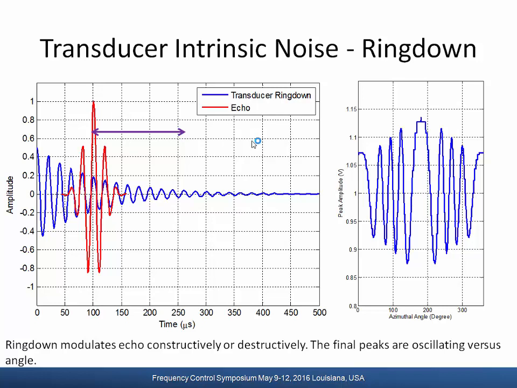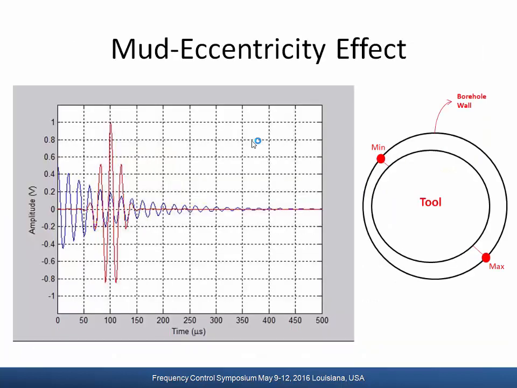Now here it is symmetric because in our simulation the tool trajectory is symmetric. But in the real case, we also have mud in the borehole, and the mud is highly attenuated, as I said before. So now in this case, I add in the mud effect.